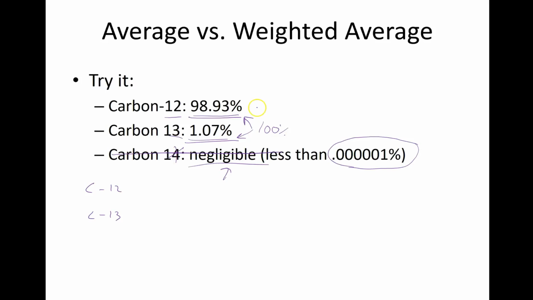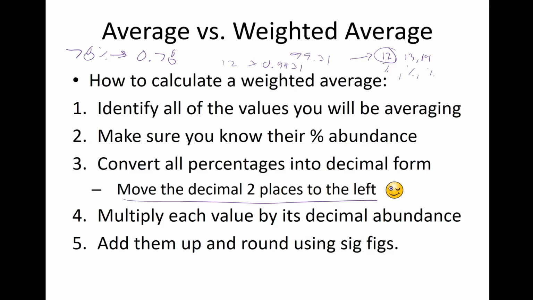All right. So 98.93% is 0.9893, and carbon-13 is 0.0107. Okay? So those are my percentages in decimal form. All right? Then I'm going to multiply each value by its decimal abundance. So now I'm on step 4.